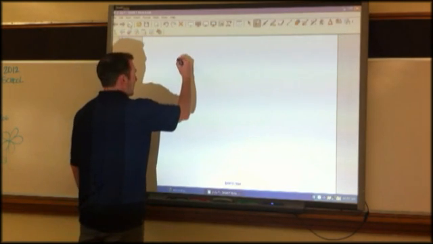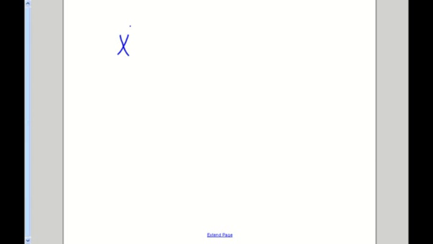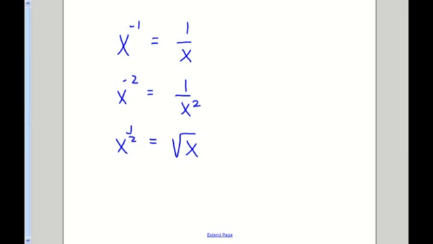If you remember, if I have x to the negative 1, this is the same thing as 1 over x. And by the same logic, if I have x to the negative 2, that would be the same as 1 over x squared. Another one, if I've got x to the 1/2 power, this is the same as radical x. If I've got x to the 2/3 power, this is the same as the cubed root of x squared.